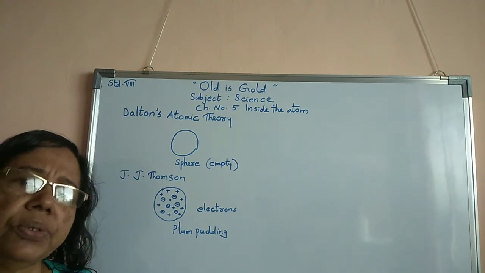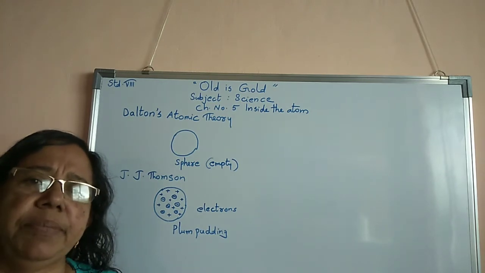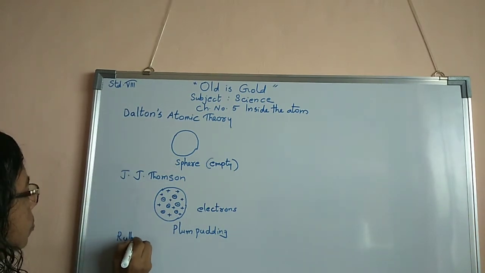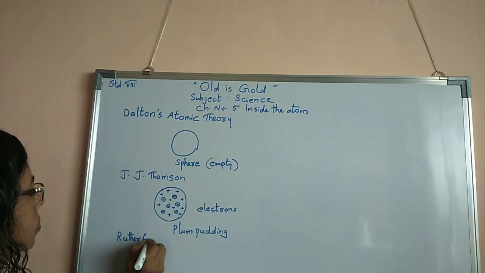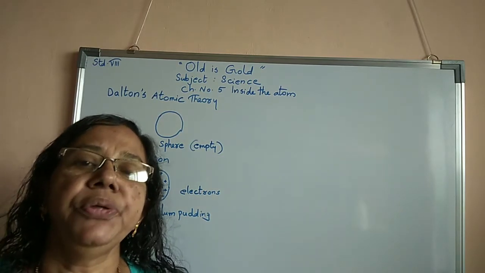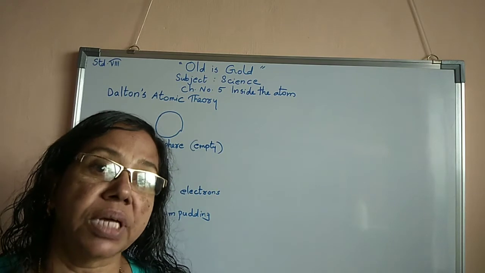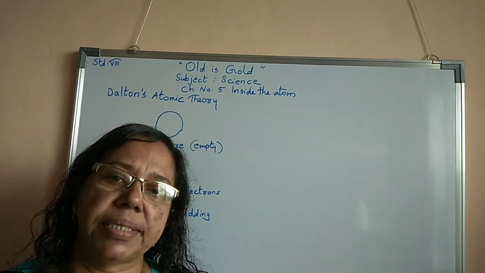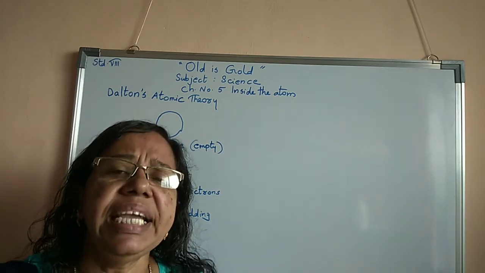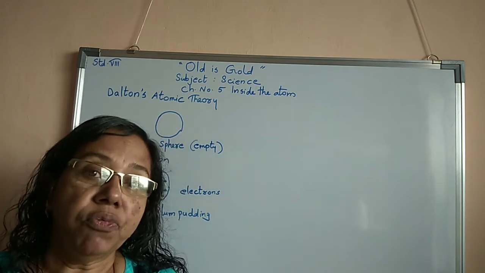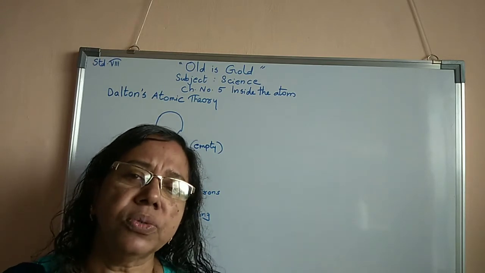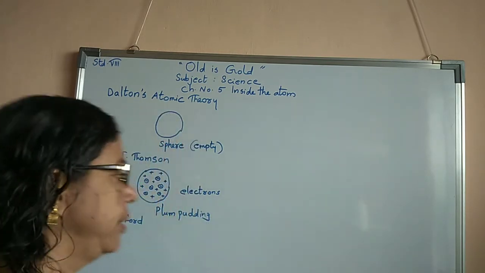Now we have to go to the other scientist. His name is Rutherford. After J.J. Thomson, a new scientist came. He wanted to prove whether all the positively charged particles inside the atom are evenly distributed or not. For clearing that matter, he did an experiment. That experiment is known as Rutherford's scattering experiment.